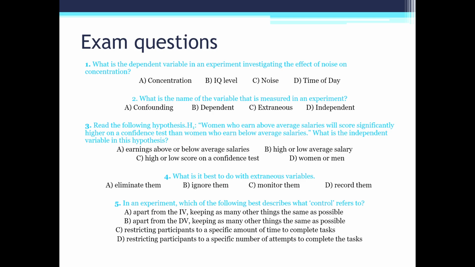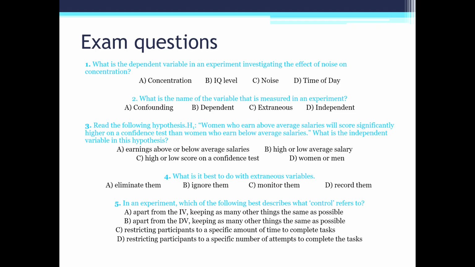Number 3 was a little bit tricky for a lot of people. So it's asking for the independent variable, and it says women who earn above average salaries will score significantly higher on a confidence test than women who earn below average salaries. So confidence test is the DV, the thing that's being measured. So it's not that one, so it's not C. They don't mention men at all, so it's not D.